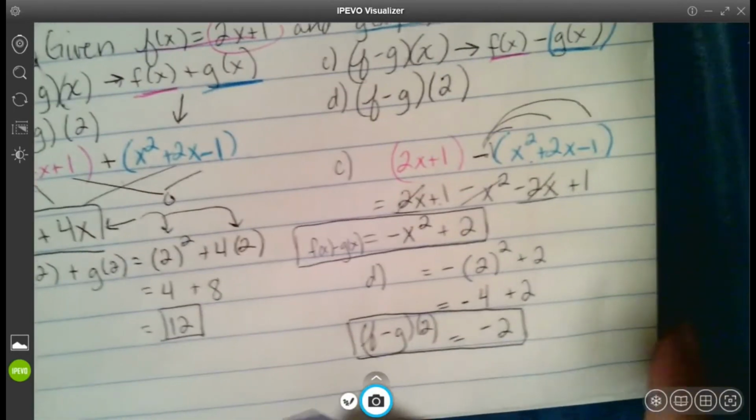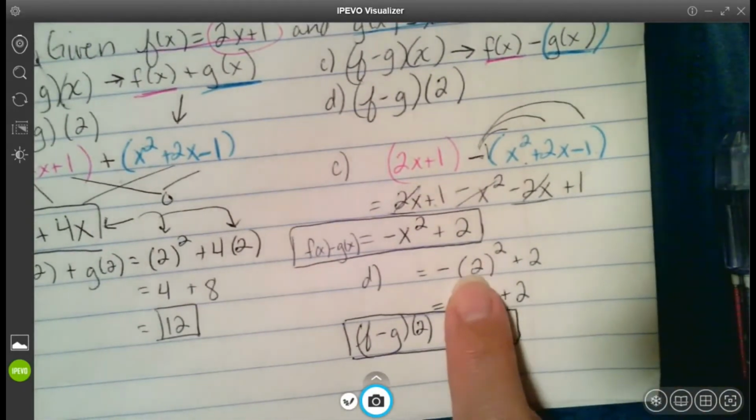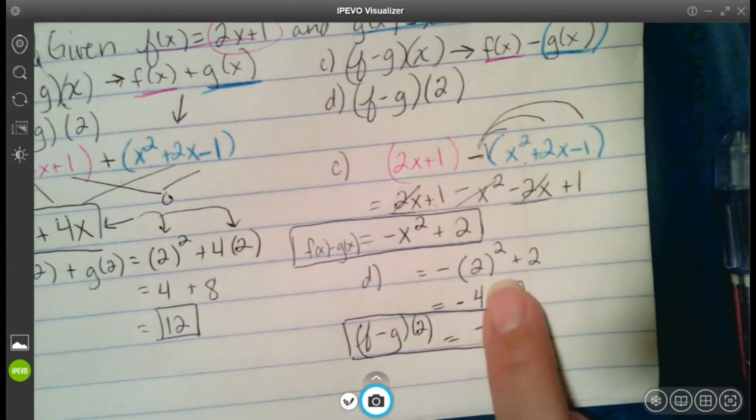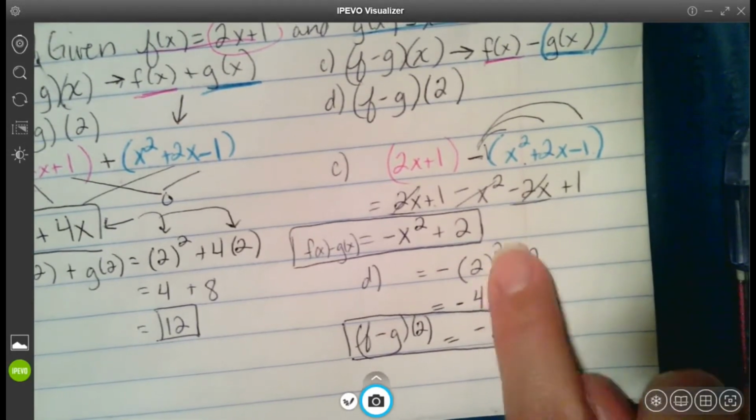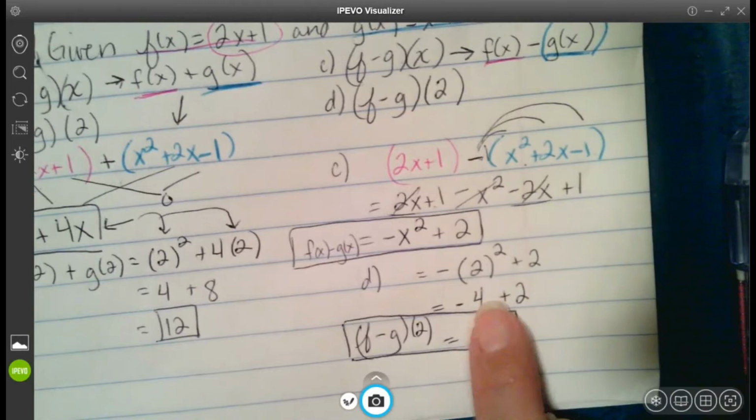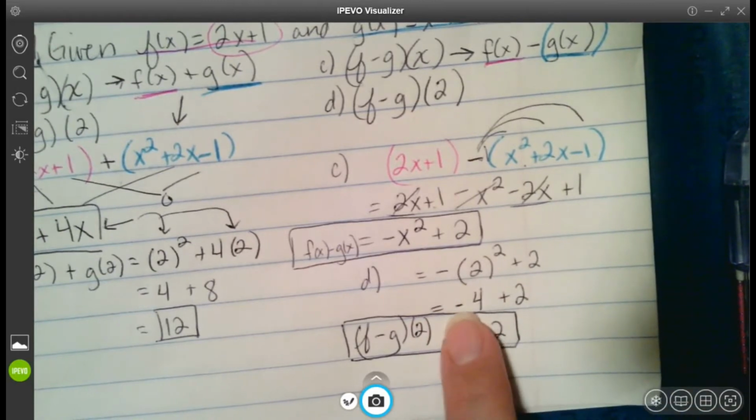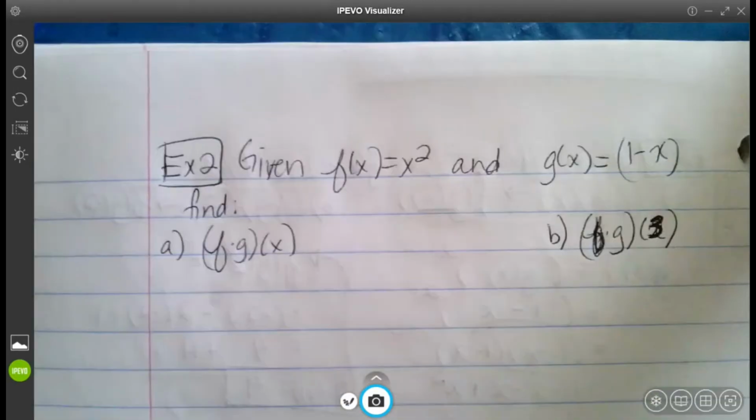I know some of you are going to be a little confused here because we tend to forget. Remember that order of operations has us do this part first. So 2 squared is 4, and then we bring down the negative. So negative 4 plus 2 is negative 2.